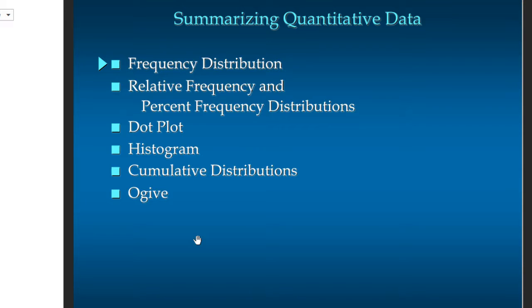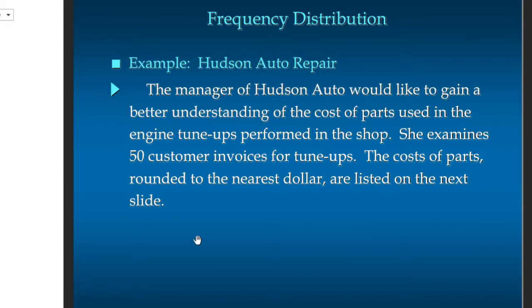Okay, so summarizing quantitative. Now let's talk about quantitative data, right? So far we talked about qualitative, the categorical data, something like a name type of data. Now we're going to talk about quantitative data, which is the number form of data.